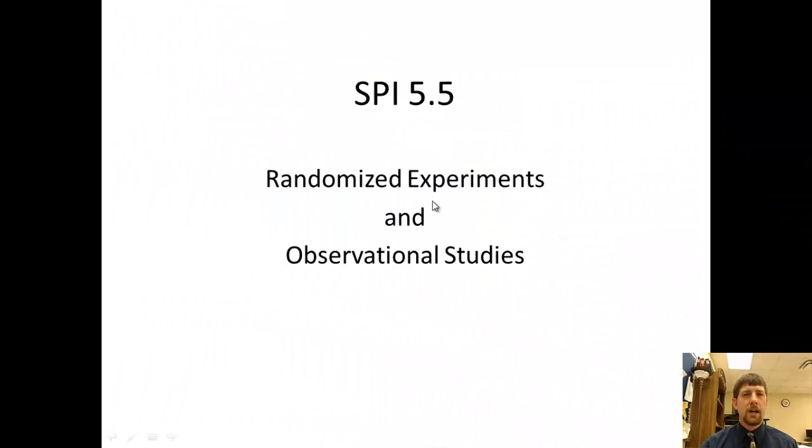That's randomized experiments and observational studies. That's really just looking at different experiments or studies and trying to decide, did we have an impact or did we not have an impact on it? So let's look at the first example.